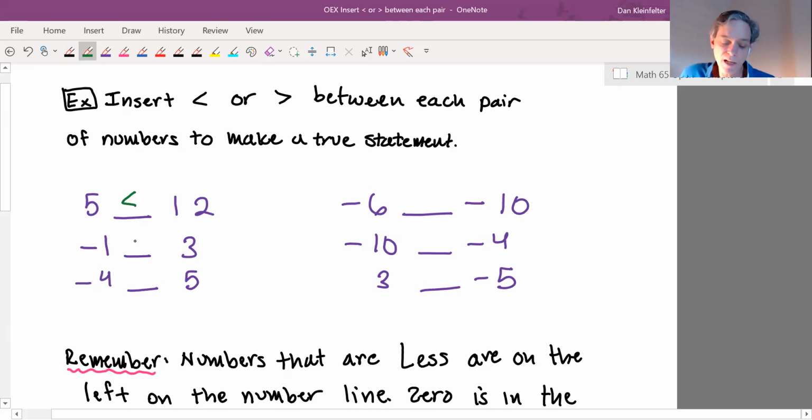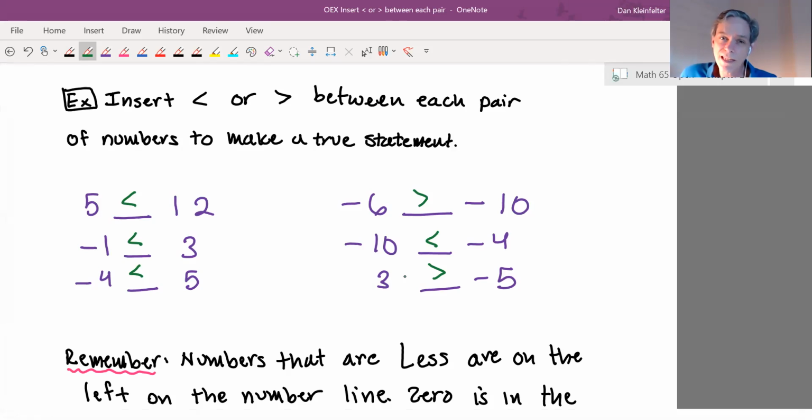Negative 1 is less than 3. Any negative number is smaller than any positive number. Negative 4 is smaller than 5. Negative 6 is bigger than negative 10. Negative 10 is less than negative 4. And 3 is bigger than negative 5. Make sure you can get the right answer to all of those.